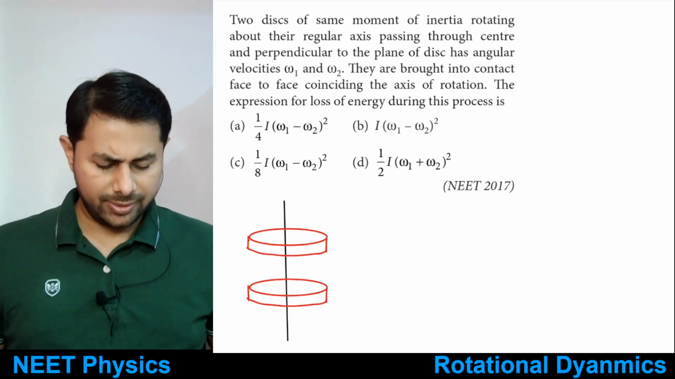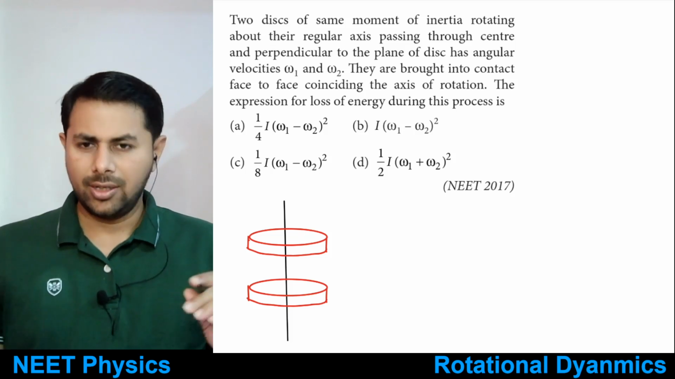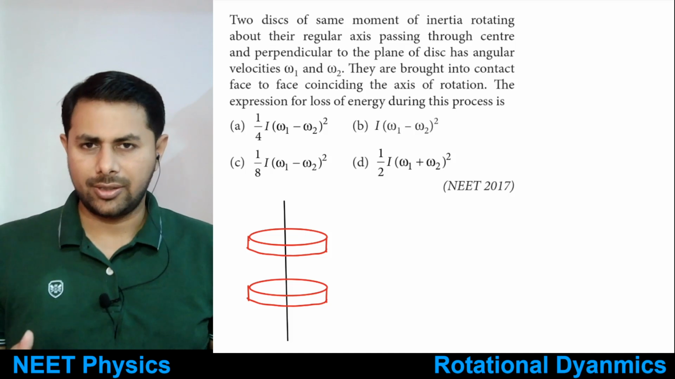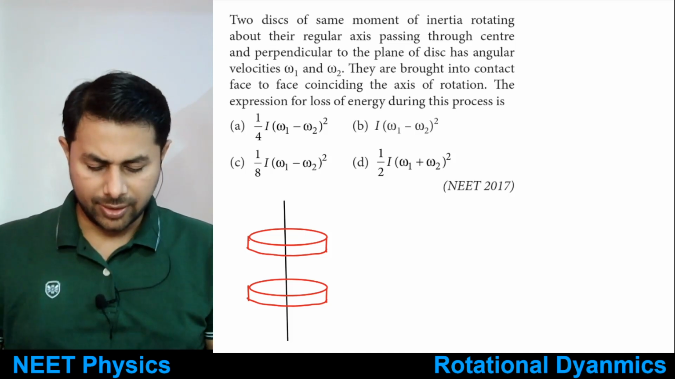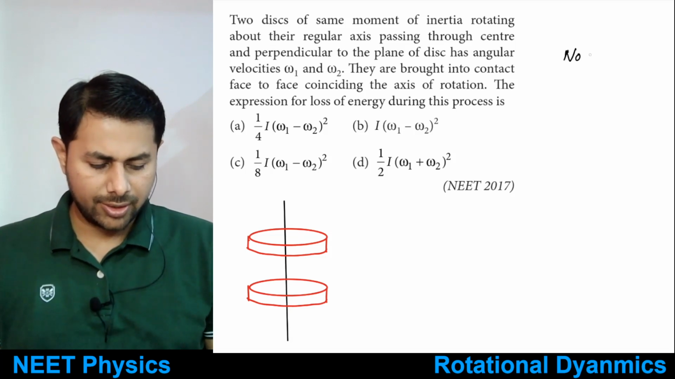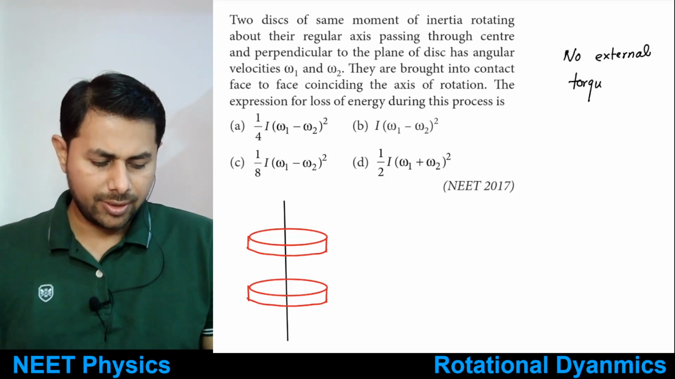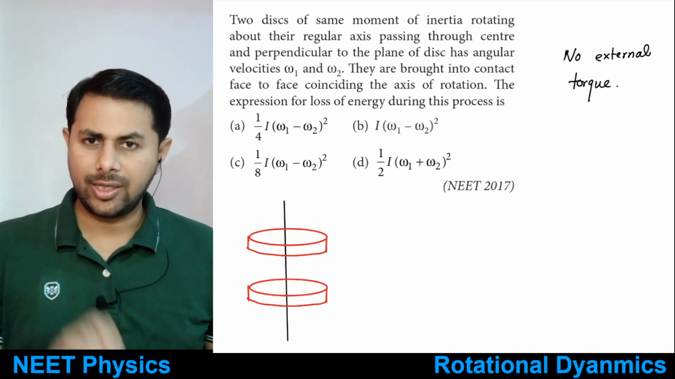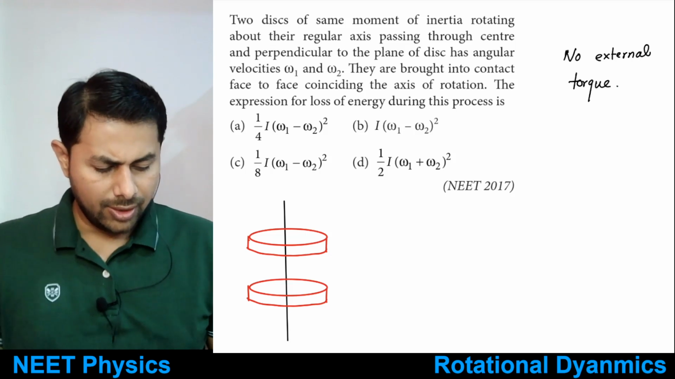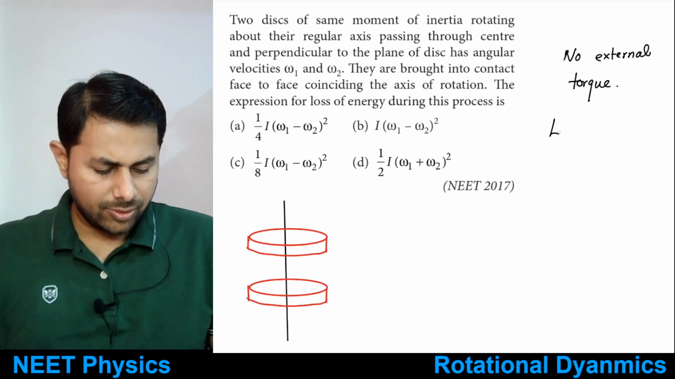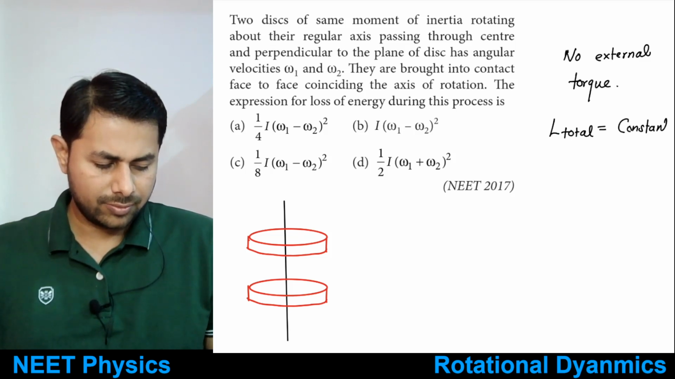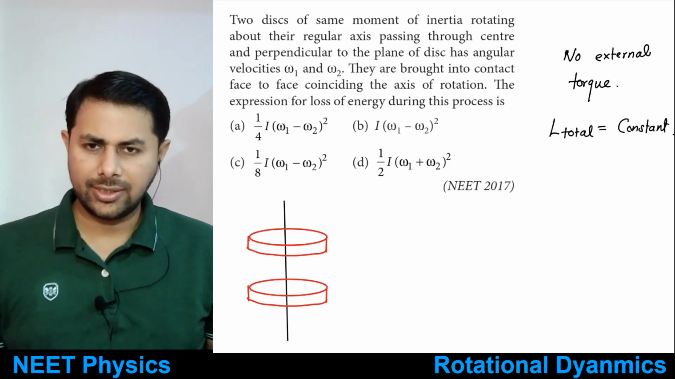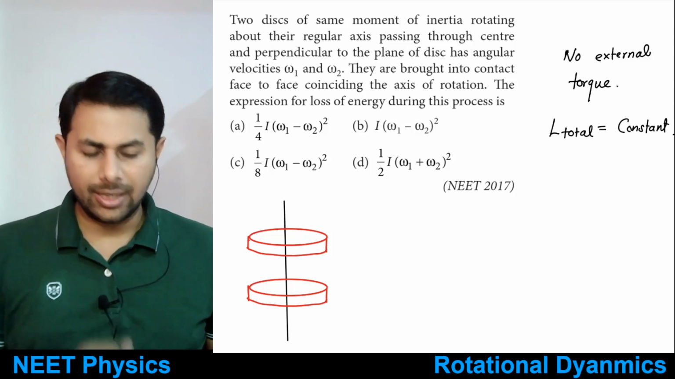Once again, what we can say here is you are not exerting any external torque. These two disks are kept one over the other, so there is no external torque. No external torque means their angular momentum will remain conserved. Total angular momentum is constant, right? So I can say initial angular momentum is equal to final angular momentum.